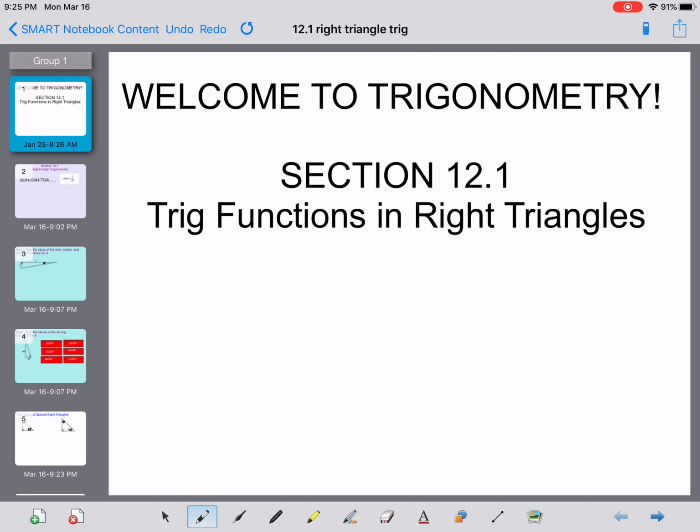Okay, welcome to online learning, and we are starting chapter 12. This is trigonometry. We're starting with section 12.1. We'll cover it today, and then tomorrow the next lesson will be on 12.1 again, word problems. So we are starting with a topic that you probably did last year in geometry, which is special trig functions with right triangles, and we're starting off with SOHCAHTOA.